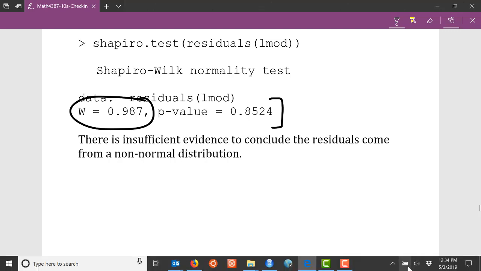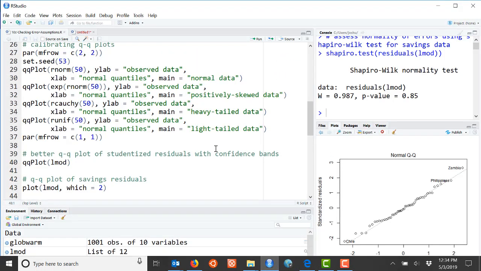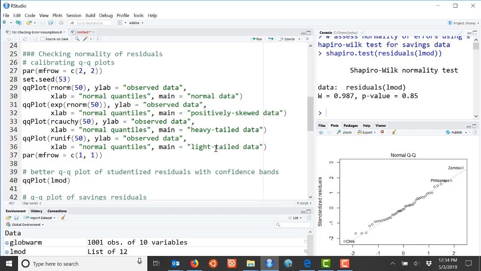In case you were interested in the actual code I used to produce some of the plots in this video, I'll just briefly explain some of them. The first plot that we saw was a plot of 4 QQ plots. There are 4 different panels: one for normal data, one for right skewed, positively skewed data, another for heavy tailed data, and another for light tailed data.